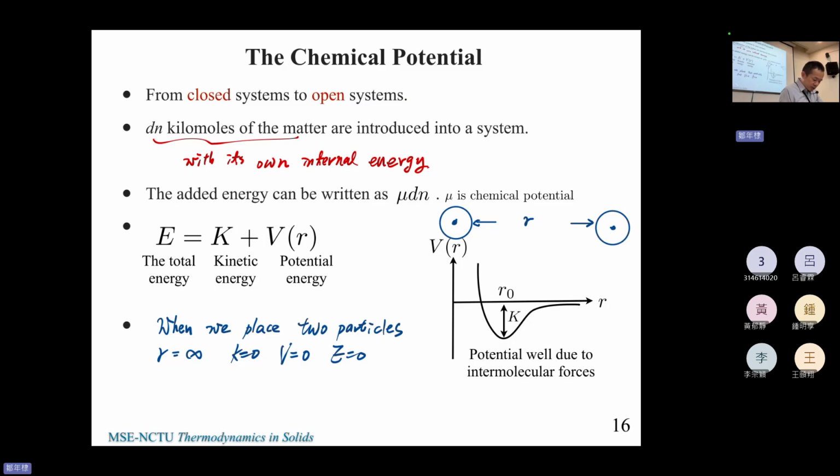But if you put them into the system, when r equal to r naught, K minus V.